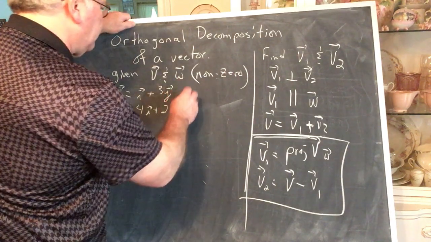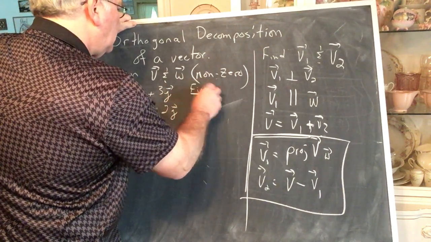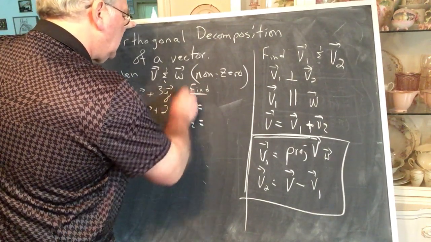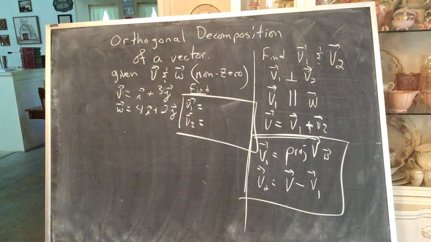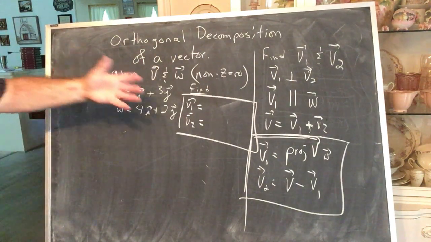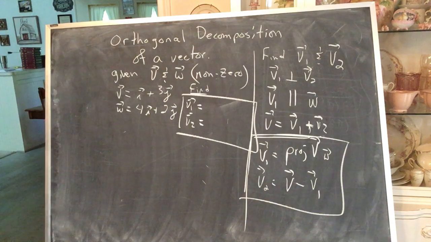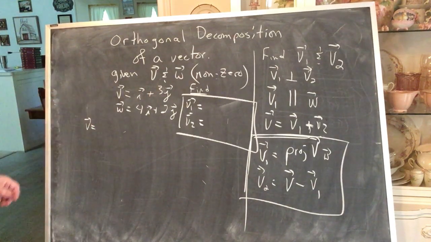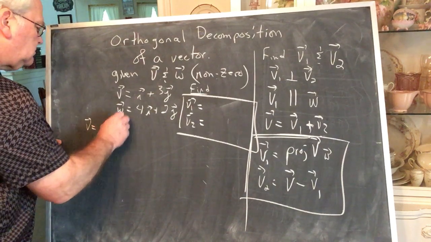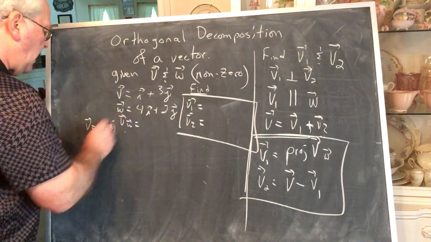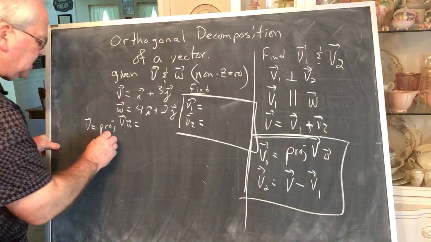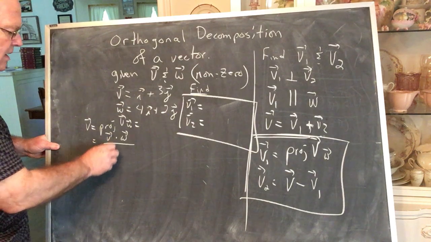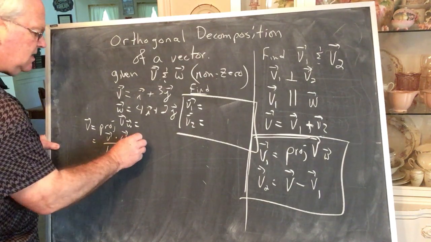So our task is to find v1 and v2. So that's what we're looking for. Okay, so this procedure is straightforward. Vector v1 is the projection of v onto w, and that process is the dot product over the norm squared times another vector.